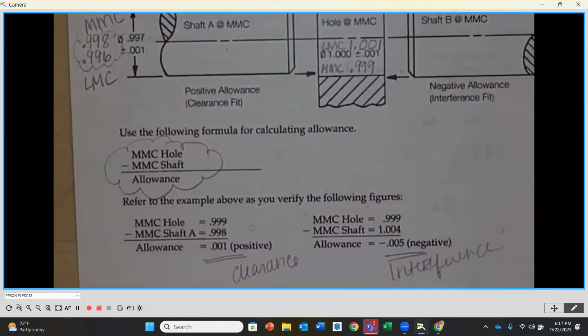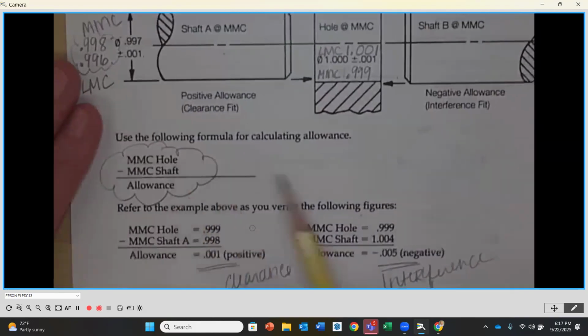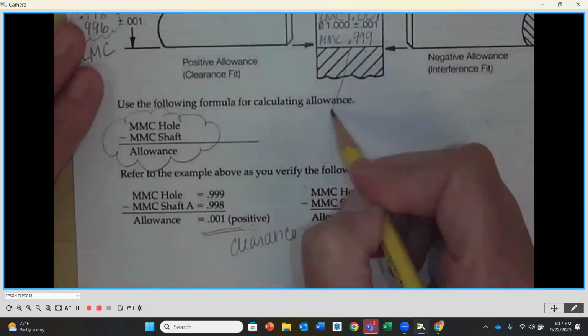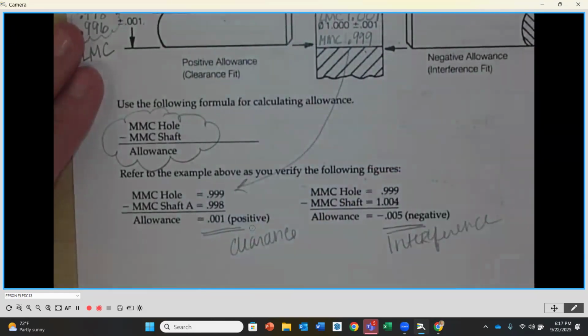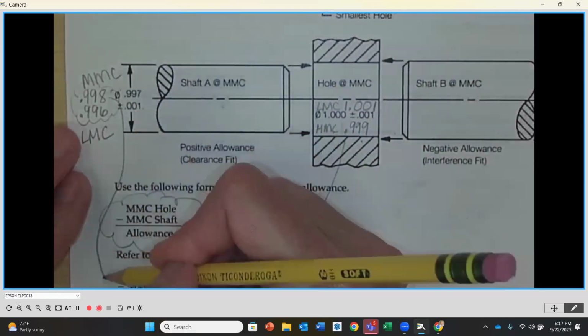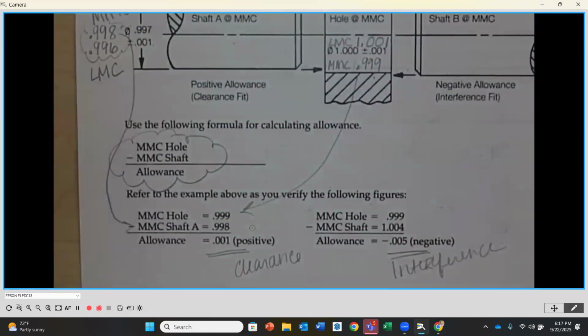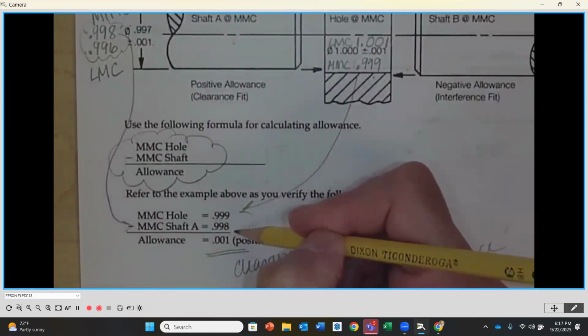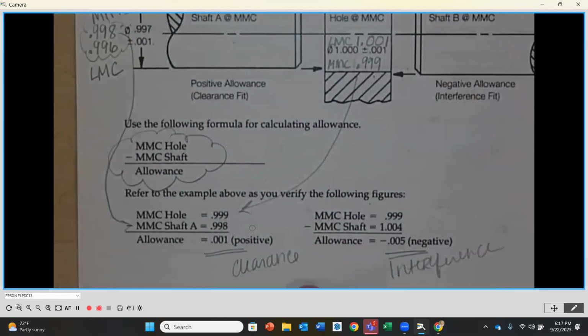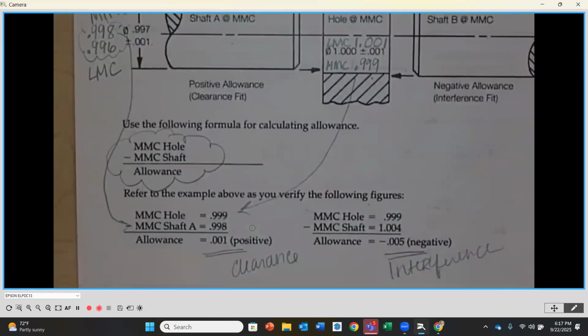Since we're dealing with holes and shafts, that's the same verbiage. So our MMC size of our hole is 0.999. That is that number right there. And then the MMC size of our shaft is going to be that number right there. So notice that we end up with 0.999 minus 0.998, a positive 1,000th of an inch. Because it's positive, that means that it's going to be in a clearance state. We can freely put those together without any problem, any resistance.